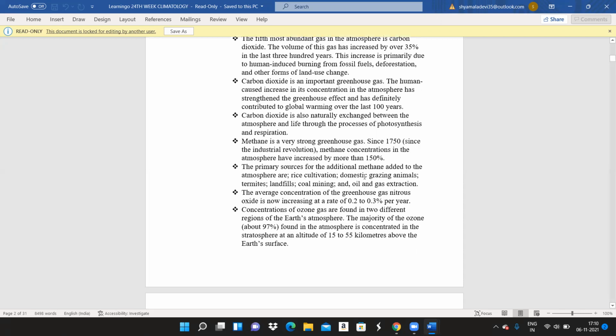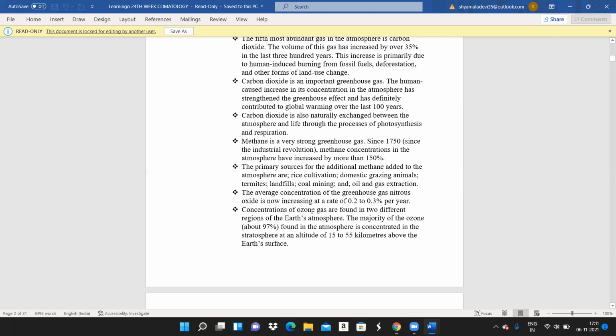Then the primary sources for additional methane added to the atmosphere are rice cultivation, domestic grazing of animals, termites, landfills, coal mining, oil and gas extraction. All this will lead to the increase of methane. The average concentration of the greenhouse gas nitrous oxide is also increasing. One more important gas, that means carbon dioxide, methane, nitrous oxide is also increasing year by year.